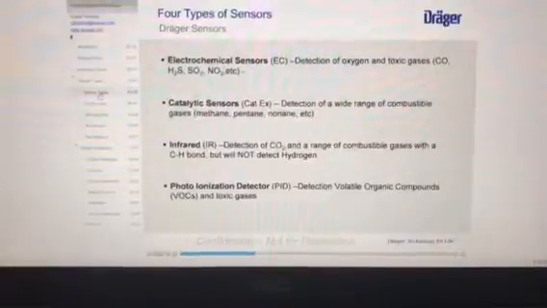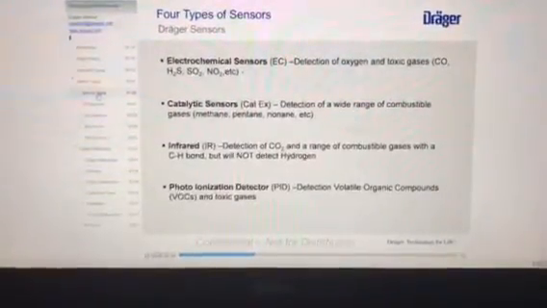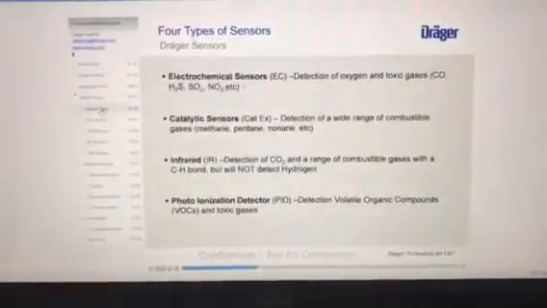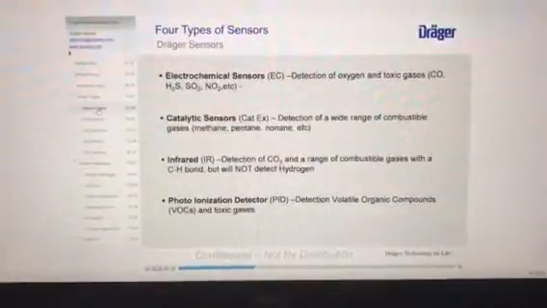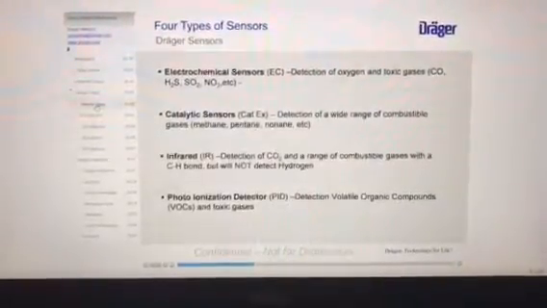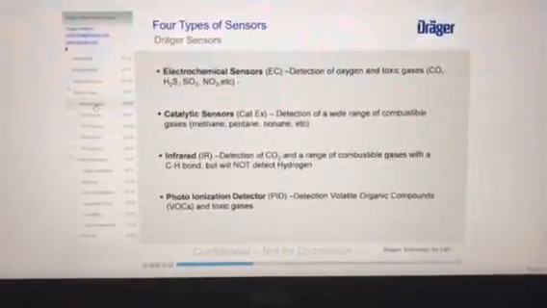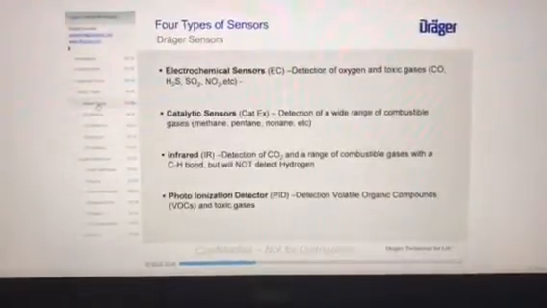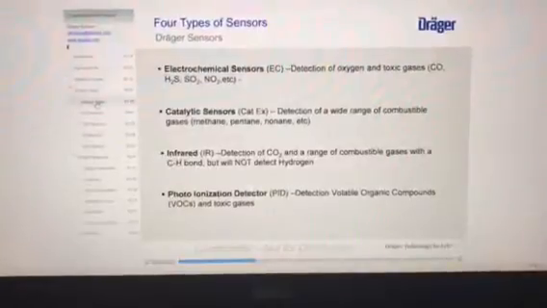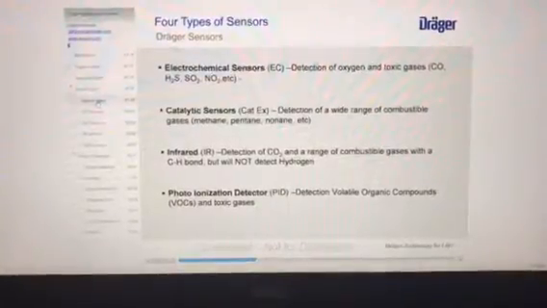A photoionization detector, or PID, breaks molecules into positive and negative charged ions and measures the electrical charge of these ions on a detector to display the amount of gas or vapor that is present. These types of sensors are used for detecting volatile organic compounds, VOCs, and toxic gases. Let's look at each type of sensor in more detail.